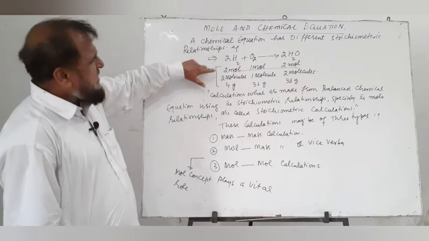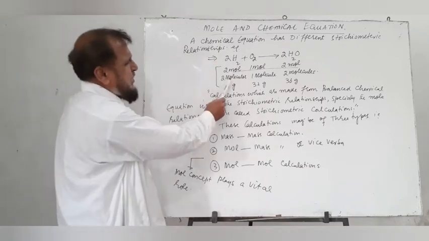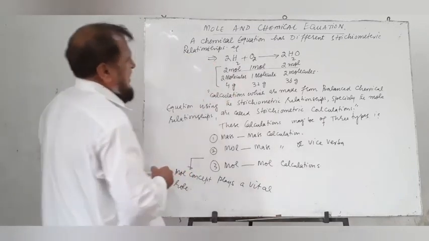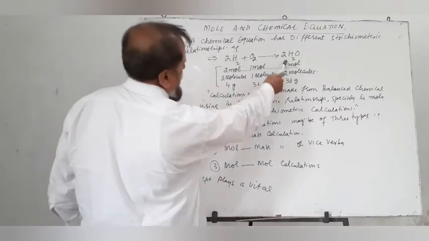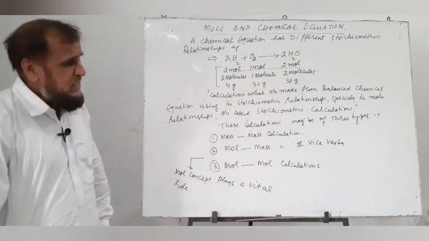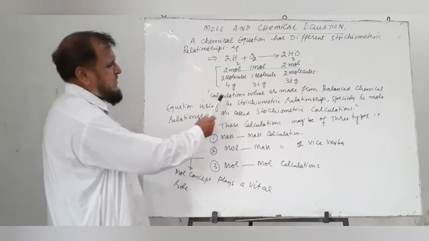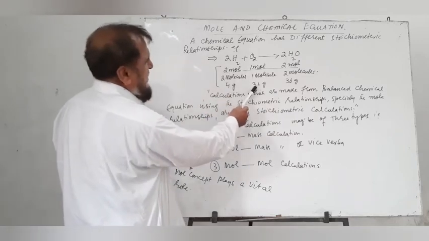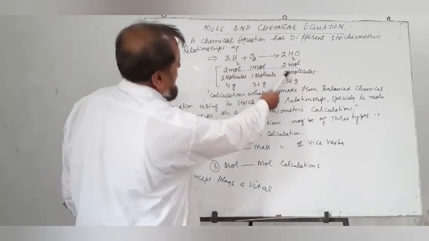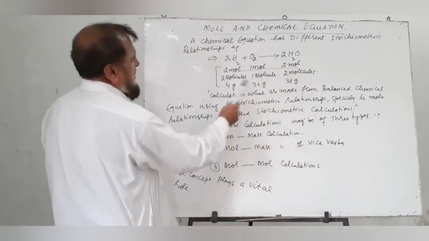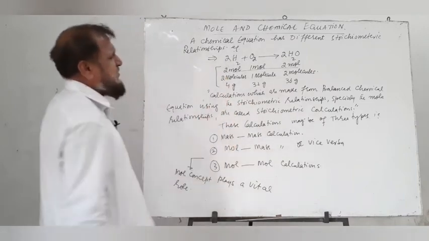It gives us particle relationships, like 2 molecules of hydrogen react with 1 molecule of oxygen to produce 2 molecules of water. It also gives us mass relationships, like 4 grams of hydrogen combine with 32 grams of oxygen and produce 36 grams of water. These weights are calculated from the atomic weights of the elements.